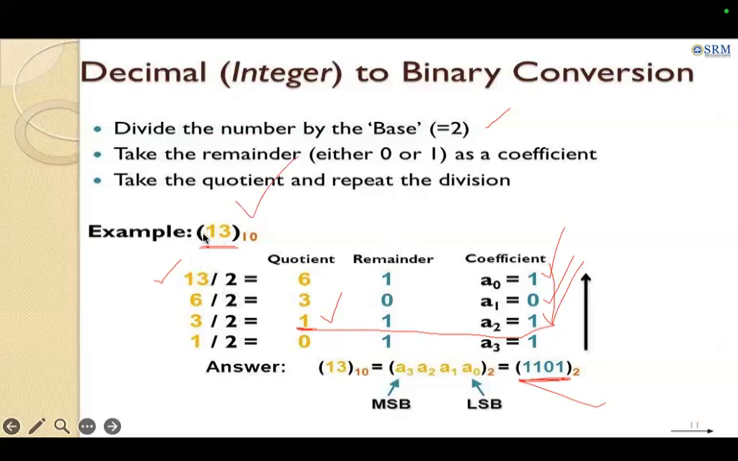Divide them by 2 continuously until your quotient becomes 0 or 1. For each and every division, you take the remainder and note down the remainders in order. They should be written in reverse order finally in order to get the binary equivalent. This is how the conversion of an integer decimal to binary is done.